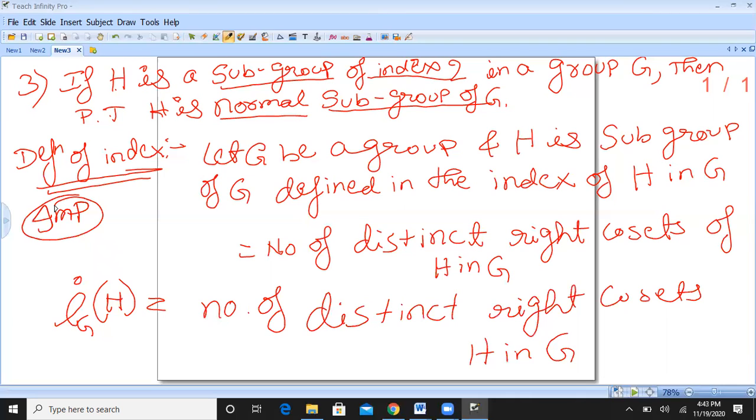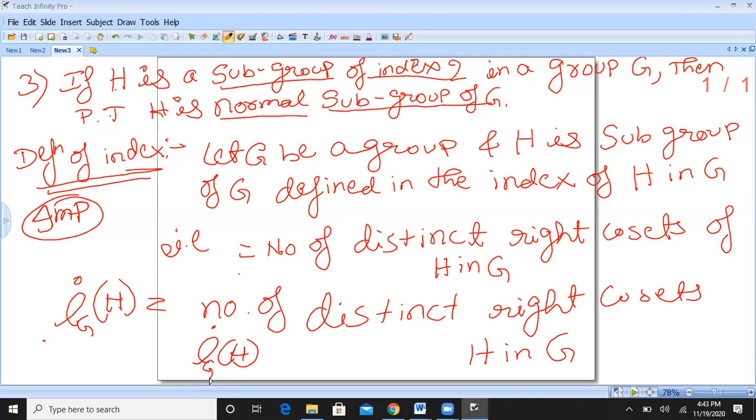So for the exam, define the index of a subgroup. Let G be a group and H a subgroup of G. The index of H in G is equal to the number of distinct right cosets of H in G. It is denoted as index of H in G. This is how we remember the definition of index.